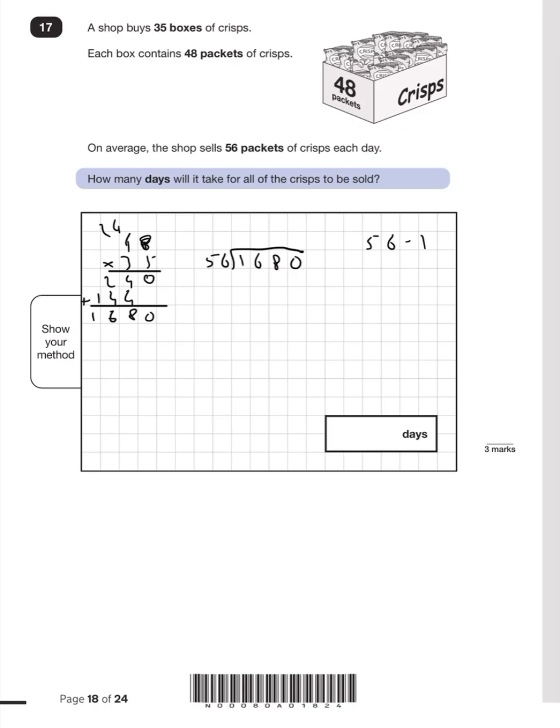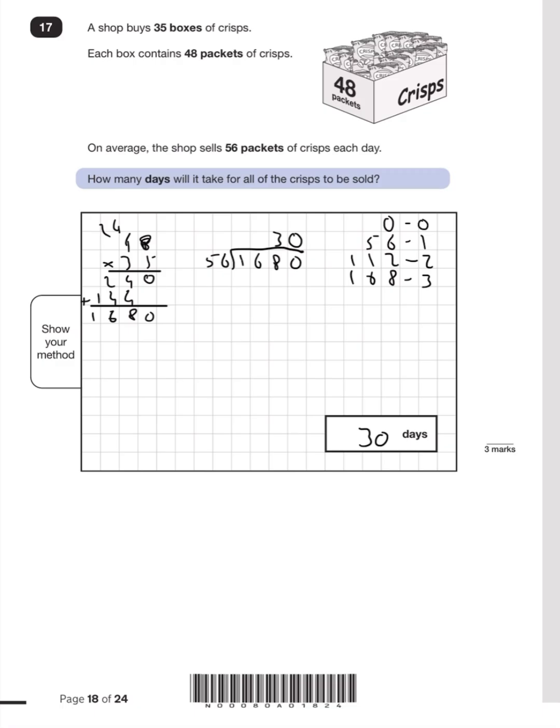56 for once, 0 times 0 twice. Double 56 is 112. 3 times 56, so we need to add 56 to 112. 8, 6, 1, that's 168 exactly, so that's a 3 there. And 56 goes into 0 times, so the answer is 30 days.